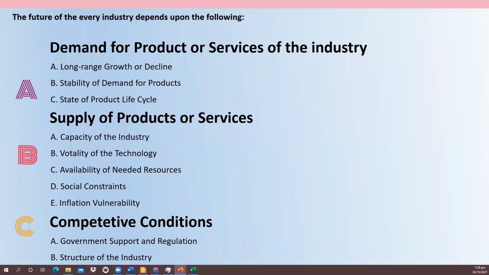Okay, next. The future of every industry depends upon the following. Yung future daw ng every industry depends on the following. First, yung demand for product or service of the industry, supply of products or services, and then yung competitive conditions. First, yung demand: long-range growth or decline, and then yung stability of demand for product and state of product life cycle.